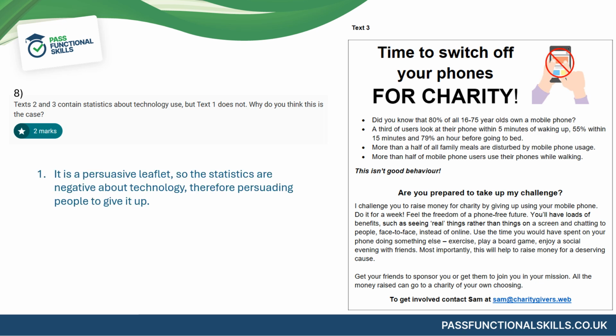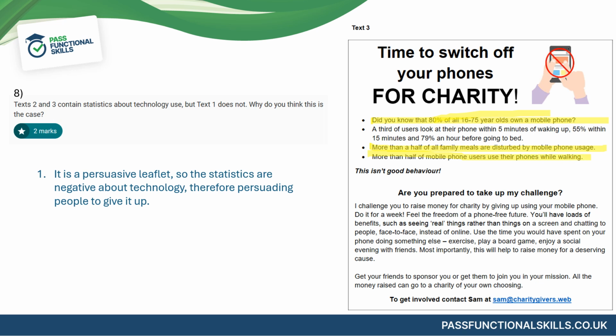It's a leaflet this time. So again, the statistics used are all negative about technology, therefore persuading people to give it up. So quite similar to the previous text. So we've got a couple in these bullet points here. For example, 80% of all 16 to 75-year-olds own a mobile phone. More than half of all family meals are disturbed by mobile phone usage. More than half of mobile phone users use their phones while walking.